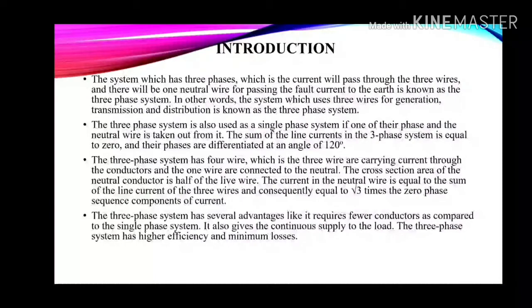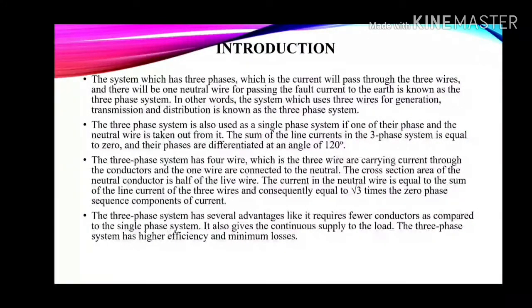The three-phase system has 4 wires, where 3 wires carry current through the conductor and 1 wire is connected to the neutral. The cross-section area of the neutral conductor is half of the live wire. The current in the neutral wire is equal to the sum of the line currents of the 3 wires, and consequently equal to square root 3 times the zero phase sequence components of current.